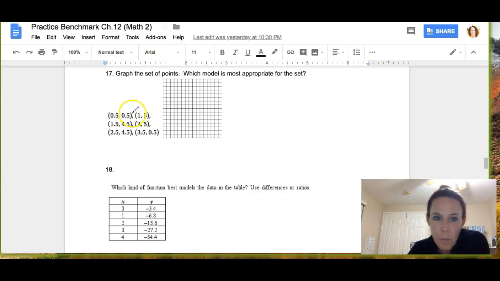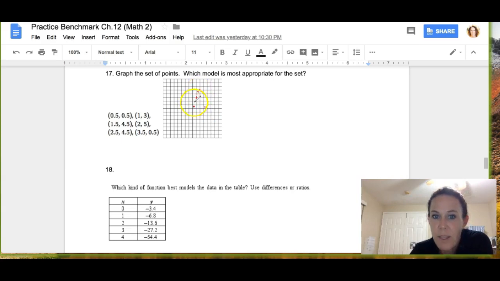Let me see. We're going to go -0.5, 0.5. So just this little point right there. Over 1, up 1, 2, 3. There's a point. We're going to go 1.5, up 4.5 here. Then we're going to go over 2, up 5. Then we're going to go over 2.5, up 4.5. Let's see, right here. And we're going to go over 3.5, up 0.5.